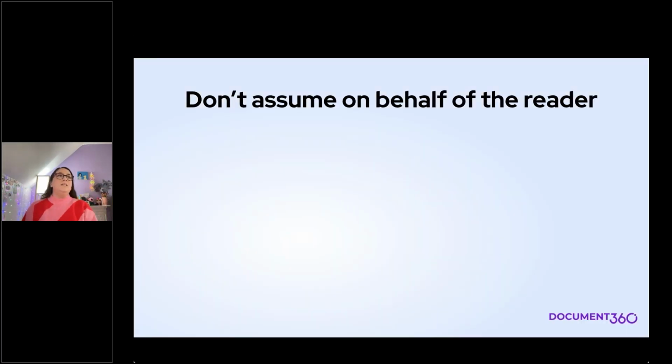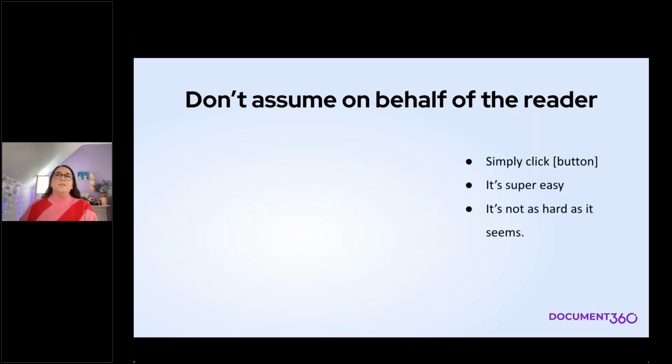And then the next one is don't assume on your reader's behalf. So I'm going to put some phrases on the screen of things that I've seen in tutorials, and I've also been guilty of adding these to tutorials when I was first learning about technical writing. Typically when people add words or phrases along those lines, they have the good intention to let the reader know this task is a lot easier than what it seems.